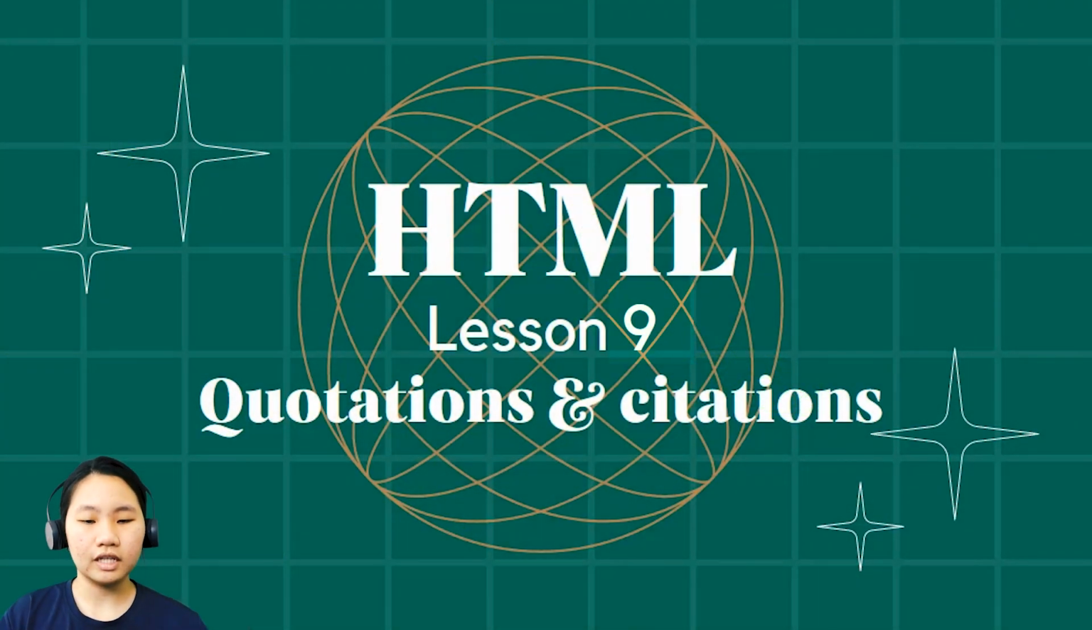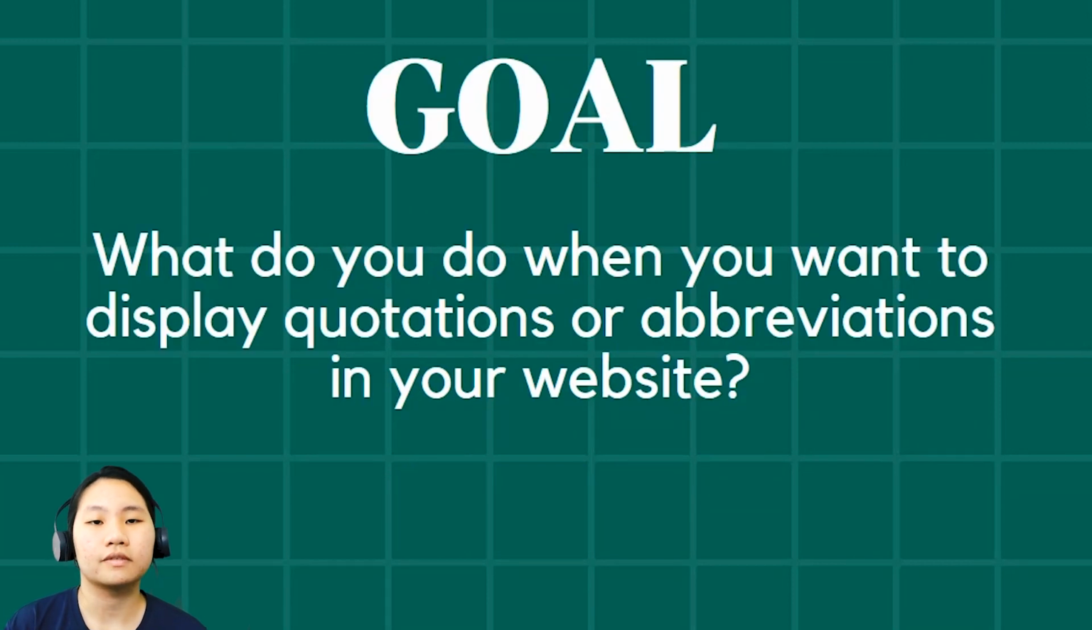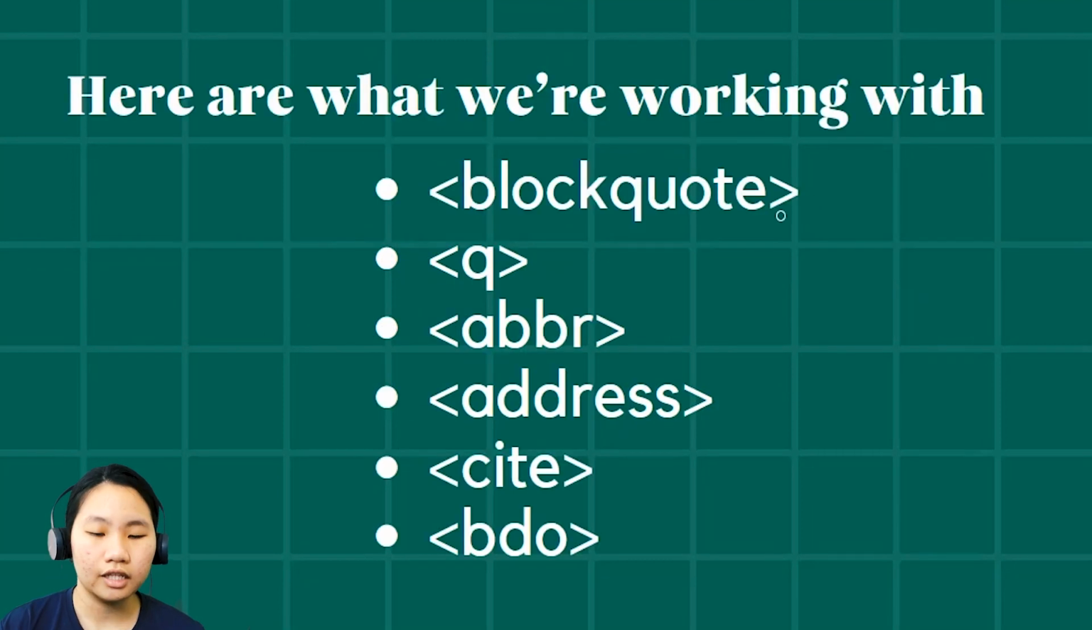To HTML, quotations, and citation. What's the goal for this lesson? The goal for this lesson is to know what you can do if you want to display quotations, abbreviations, or citations in your website. It's very simple. It's like text formatting. Let's go through all of these common ones: blockquote, Q, ABBR, address, cite, and BDO, right? Let's go through each of them one at a time.